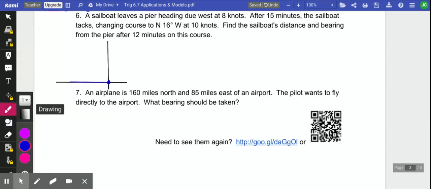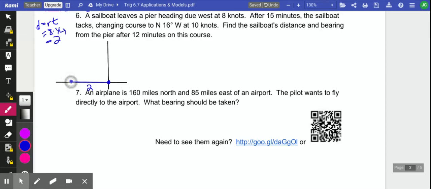So to do that, remember we have distance equals rate times time. Its rate is 8 knots, and it's on that course for 15 minutes. Now, 15 minutes is a quarter of an hour. So it has gone 2 nautical miles there. I think that's right. Yep, 2.